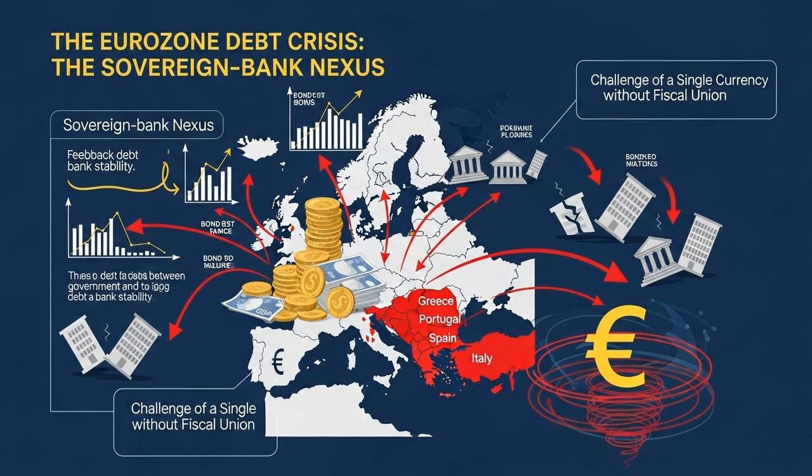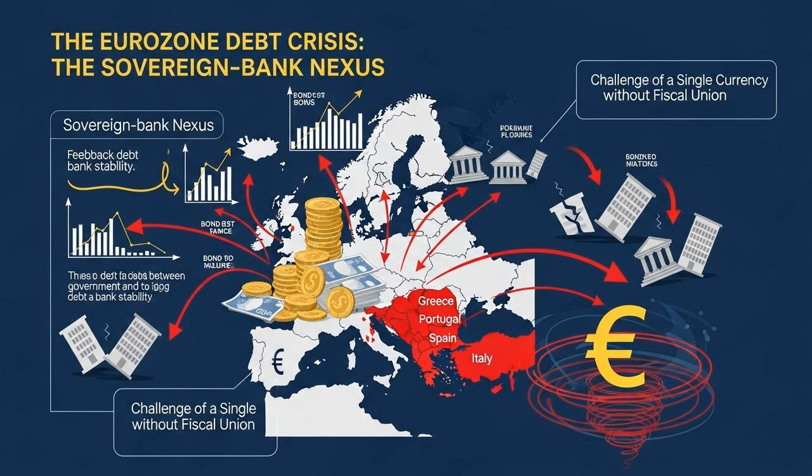A key transmission channel here was the sovereign bank nexus. European banks held huge amounts of government bonds from these struggling countries. As the value of those bonds fell, the banks' own financial health was weakened. This, in turn, put more pressure on governments, who now faced the terrifying prospect of having to bail out their own failing banks. The fear that Greece might leave the Eurozone fueled further panic.